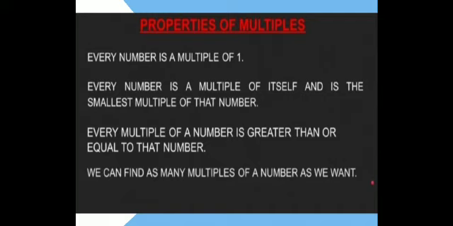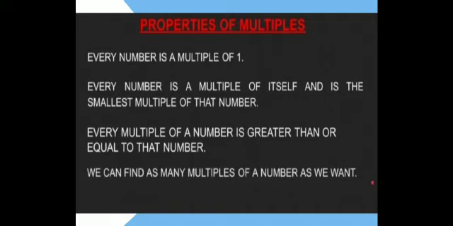Next property is every number is a multiple of itself and is the smallest multiple of that number. This thing I have already told you, beta. Every number will come in its table and every number is the smallest multiple of that number, right? For example, 3 ones are 3, 5 ones are 5, 11 ones are 11. So we can say every number comes in its table and that particular number is the smallest multiple of that number.